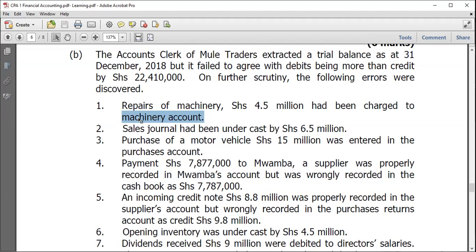Remember, it is a debit side. It's a debit in the machinery account. So we are going to credit the machinery account and debit our repairs of machinery account, or machinery repair account, whatever you might call it. So this is what is going to happen.